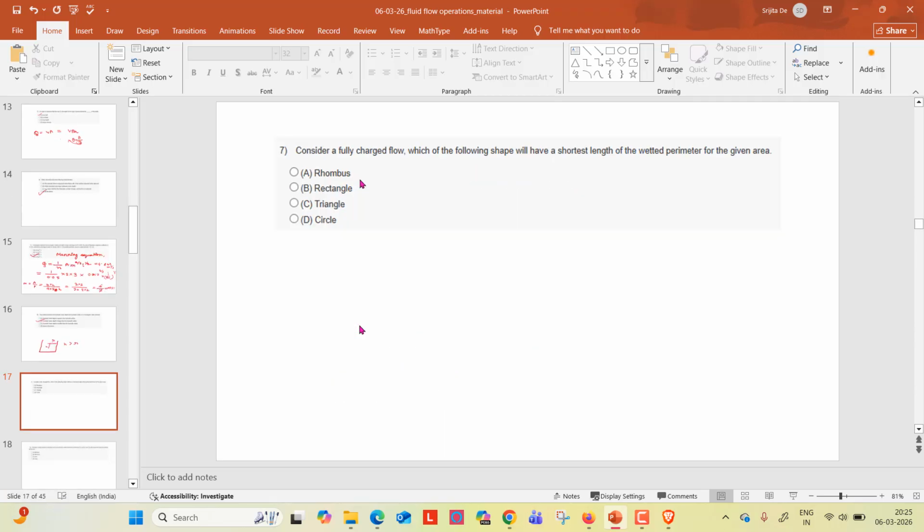Next, consider a fully charged flow. Which of the following shapes will have the shortest length of the wetted perimeter for the given area? So it will always be the circle, because the circle's perimeter will give the shortest length. Okay, so it is option D.